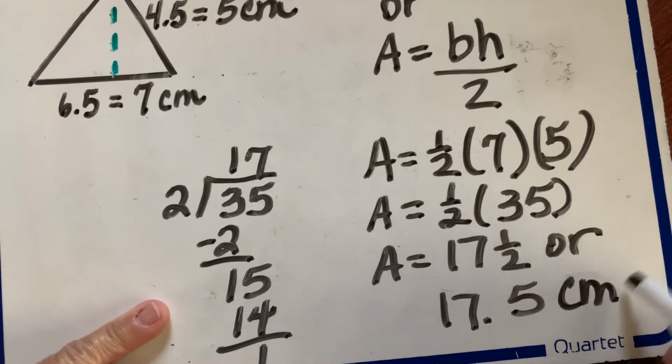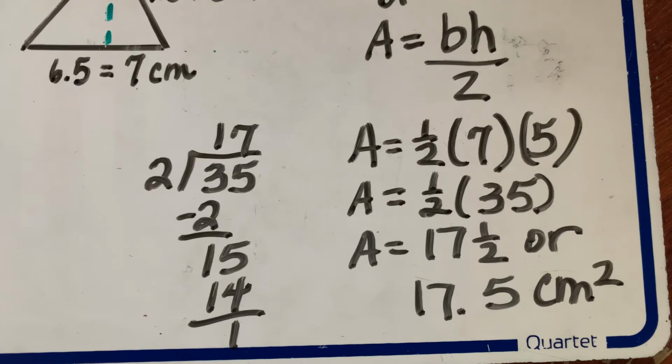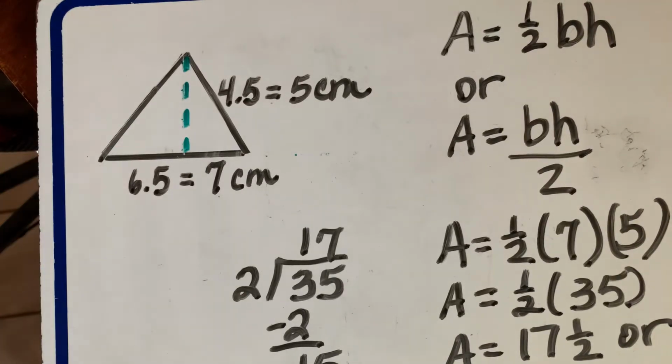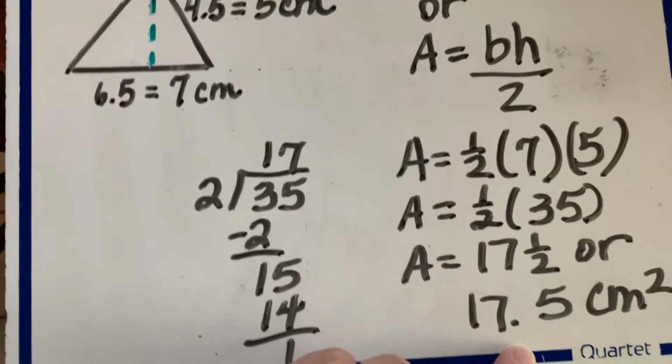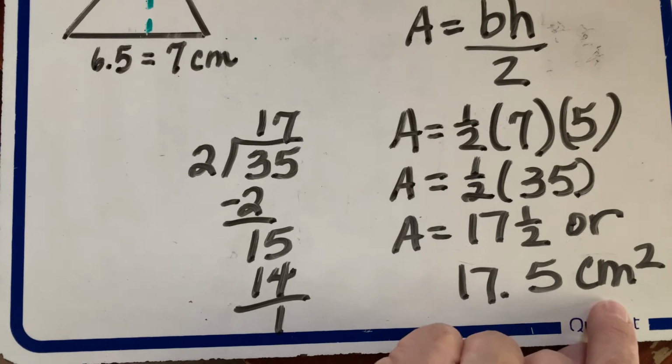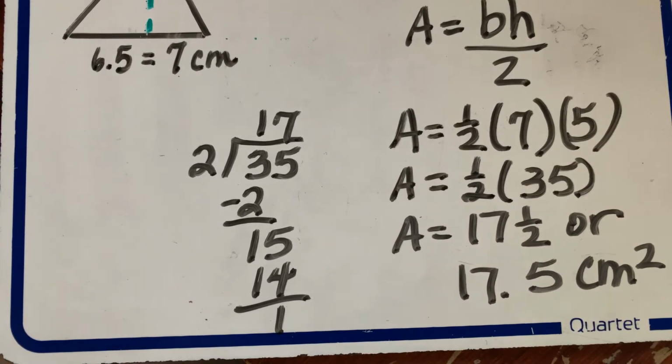And this is centimeters squared. So area is always measured in square units because it's base times height, and so it's two-dimensional. If the area is 17 5/10 centimeters squared, that means if we wanted to cover this surface completely, we would need 17.5 squares that are 1 centimeter by 1 centimeter.